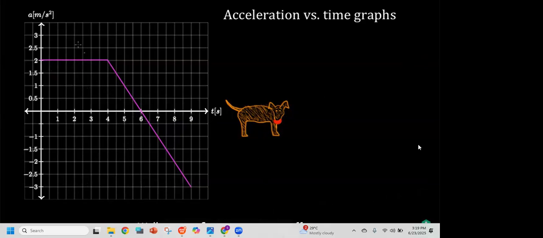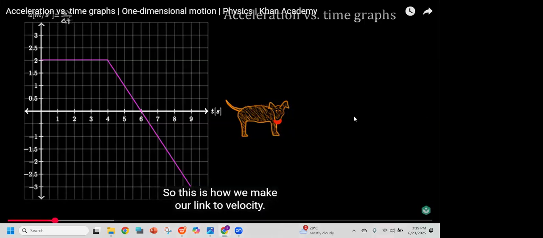Well, we can figure out some stuff because acceleration is related to velocity. And we can figure out how it's related by remembering that it is defined to be the change in the velocity over the change in time. So this is how we make our link to velocity. Can you see there's a triangle here? That triangle means delta. That triangle means change. So when you see a triangle V, that means change in velocity. You see a triangle t also, no? Change in time.